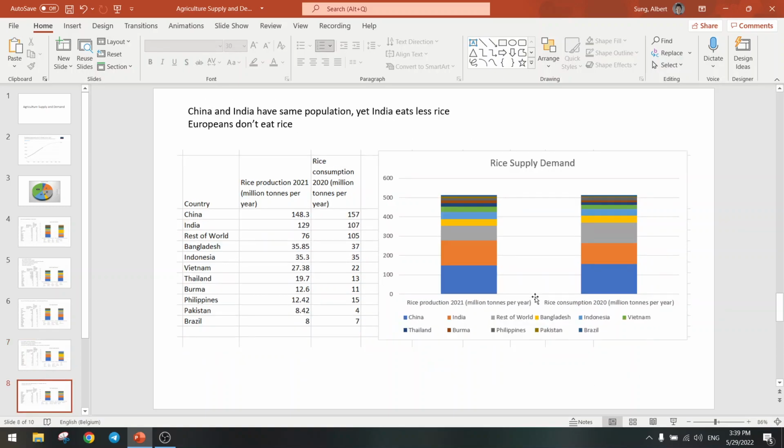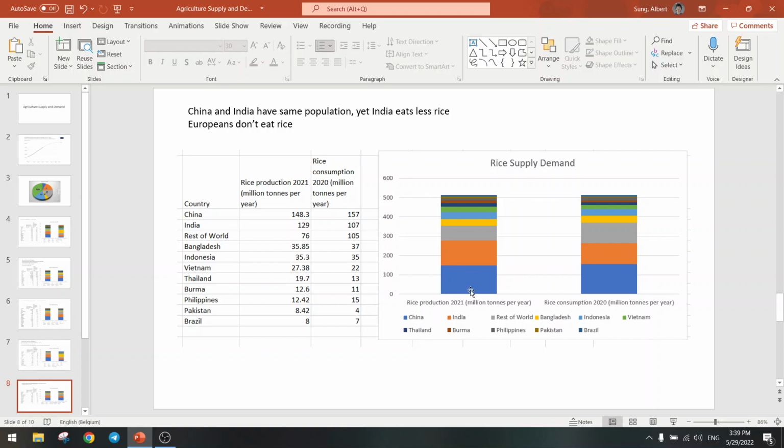Now, the next chart, rice. Also here, you can see that India is consuming less than China. So in all the charts, you see that India is consuming less than China. So I expect that India should increase its food consumption in the coming years to get on par with China.